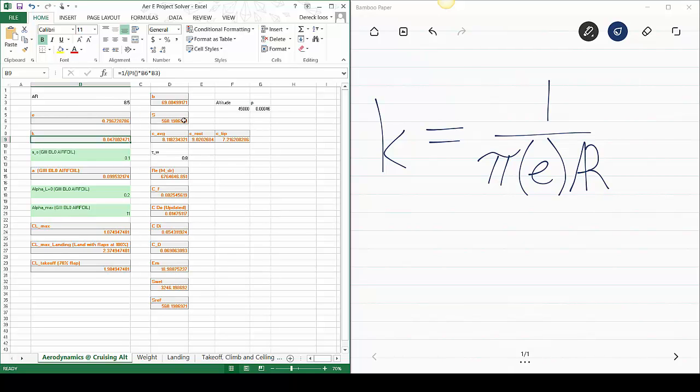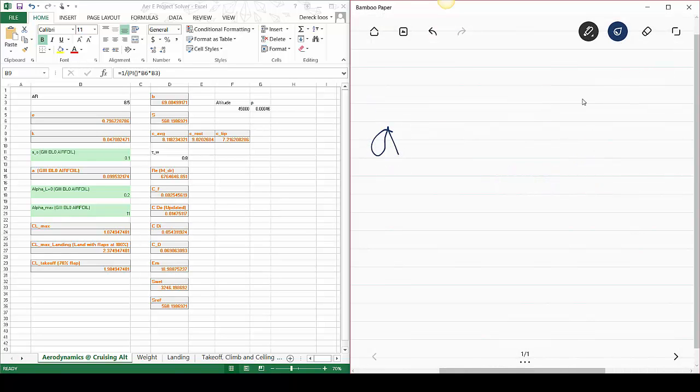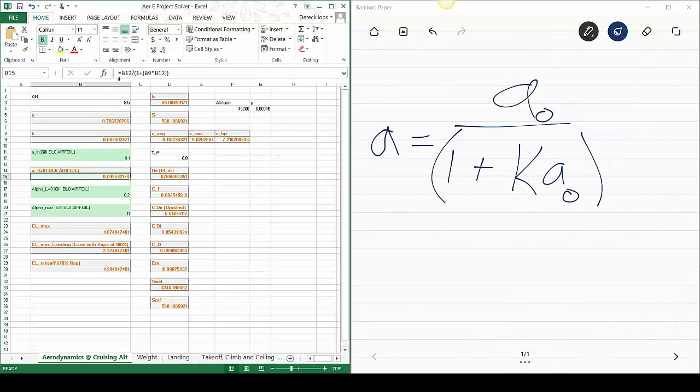After solving for K, we can now use our aspect ratio correction equation to solve for our new letter A. Soon we will use our new letter A to solve for our new lift coefficient. We're going to take A naught and then solve for A. So we're going to set A equal to A naught divided by 1 plus K times A naught. And as you can see here, our new value of A is equal to A naught, which is B12, divided by 1 plus B9 times B12, which is A naught times K.